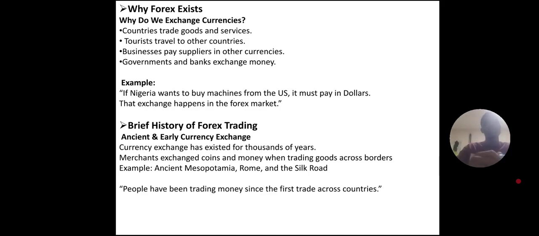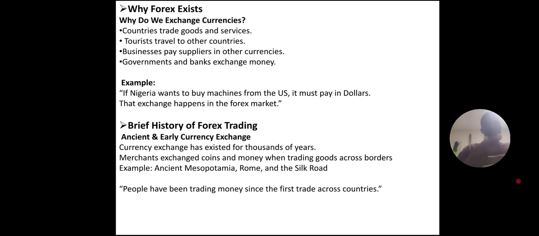One, countries trade goods and services. You can't use your naira to buy iPhone, for instance, from the United States. You can't use your naira to buy anything from China. If you say you're traveling to Beijing, China, you want to go and buy electronics, you can't use your naira there. You have to change your naira to their currencies. So this is the exchange you're talking about. So why do we exchange currency? So that business owners can trade goods and services, so that countries can trade goods and services.